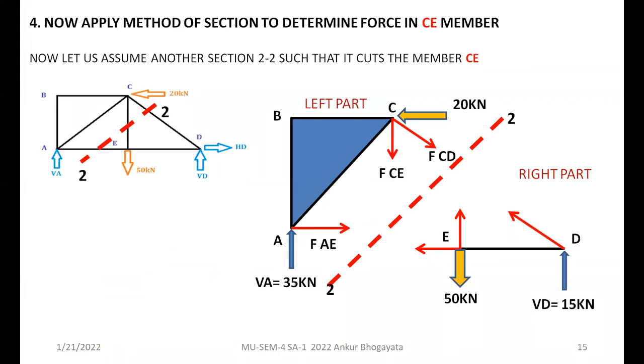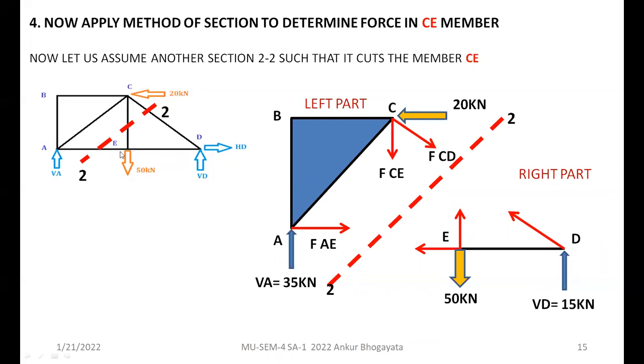Now you will see that we have cut the section here. We have utilized section 2.2, which has separated many members together. We have cut the CD member first of all here, so you will see that I have shown CD member as a force, right? Now, the second member which is being cut, that is the desired answer, that is CE. So I have shown CE member as a force, right?